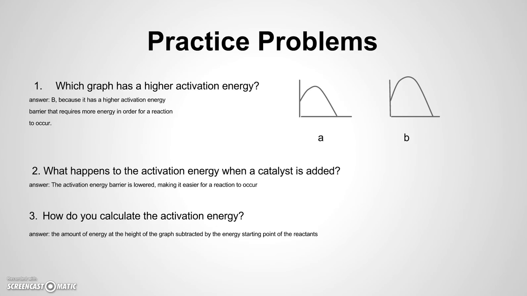Question 2. What happens to the activation energy when a catalyst is added? When a catalyst is added, the activation energy barrier is lower, making it easier for a reaction to occur.